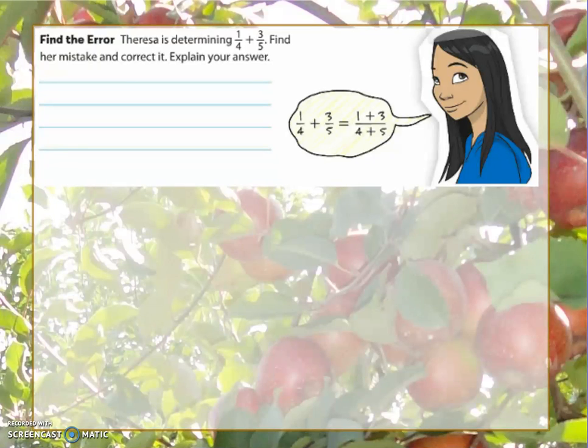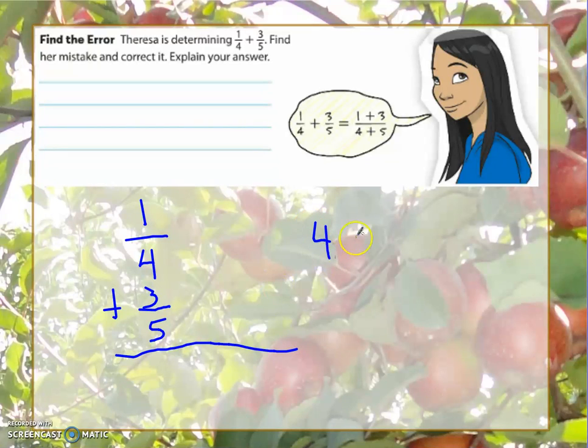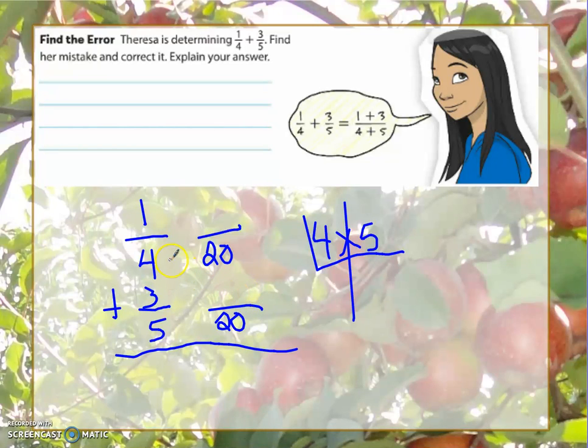Find her mistake and correct it. Okay, so when we do 1/4 plus 3/5, we have to get a common denominator. Nothing can go into 4 and 5, so you multiply them together, you get 20. Now equivalent fractions say whatever you do to the bottom, you do to the top. 4 times 5 is 20. 1 times 5 is 5. 5 times 4 is 20, so 3 times 4 is 12. 12 plus 5 is 17.